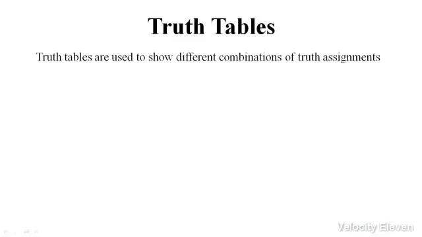We can show this using truth tables. Truth tables are used to show the different combinations of possible truth assignments. So here we have a very simple truth table with one proposition, where proposition P is that Peter is eating an apple. We have the P, which is the proposition. We have 1, the possibility that the proposition is true, and 0, the possibility that the proposition is false.